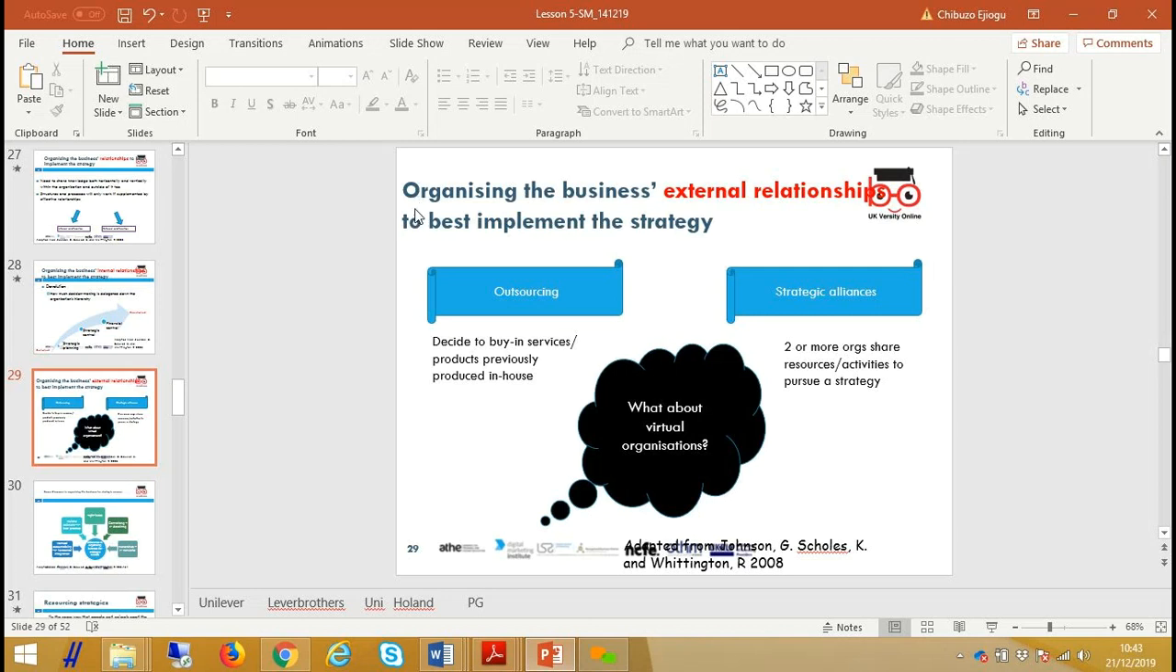And then some organizations are what we call virtual organizations. Like on Amazon and platforms where they basically cooperate to operate on the same platform, for instance, to sell goods or services.